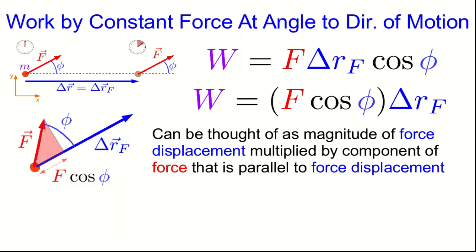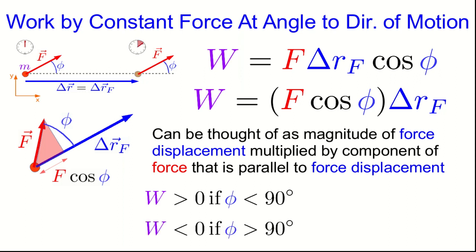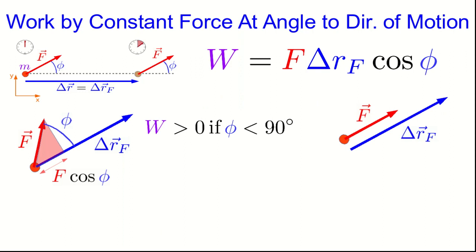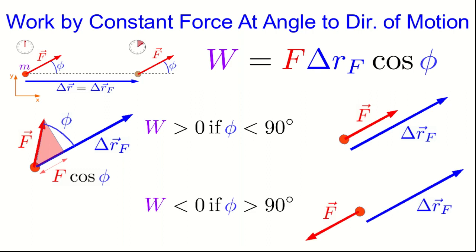But the other thing to notice is that both of these, F and delta r_F, are magnitudes, and so they're positive. And so now the sign of the work is determined entirely by the size of that angle phi. If phi is acute, if it's less than 90 degrees, then the work is positive. And if the angle is greater than 90 degrees, then the work is negative. And so this agrees with what we've already seen. If the force is in the same direction as delta r_F, in other words, if phi is 0, then we get a positive work. And if the force is in the opposite direction to delta r_F, then we get a negative work.